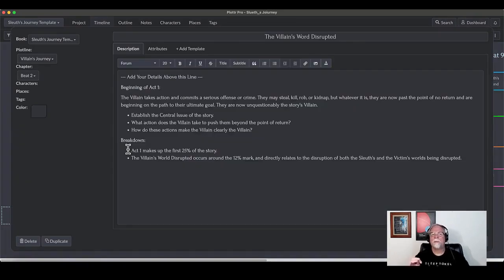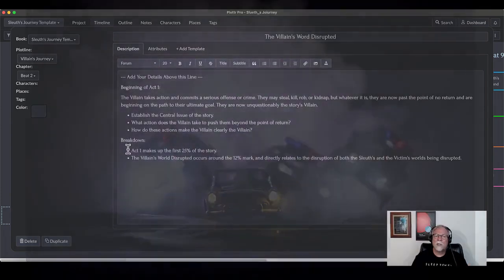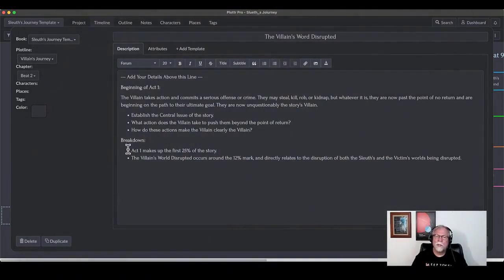Okay. The villain's world is also disrupted. Their world is disrupted because as soon as they commit a crime, they have to go on the defensive, at least to a certain extent. They have to get away with the crime now, and that becomes their goal. Now, they usually have other personal goals, other misbeliefs underneath that as well, but this establishes the central issue of the story. What is the central crime that's going to take place, and what action does the villain take to push them beyond the point of no return?